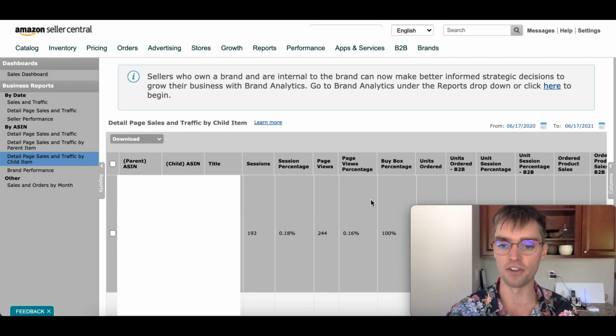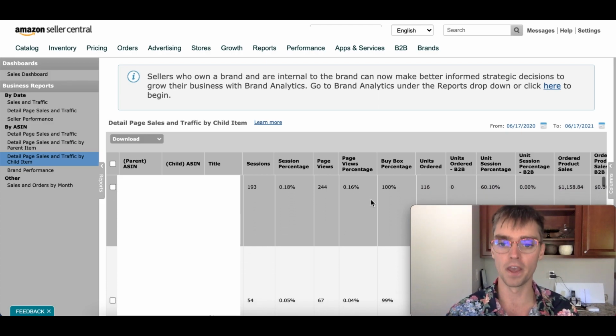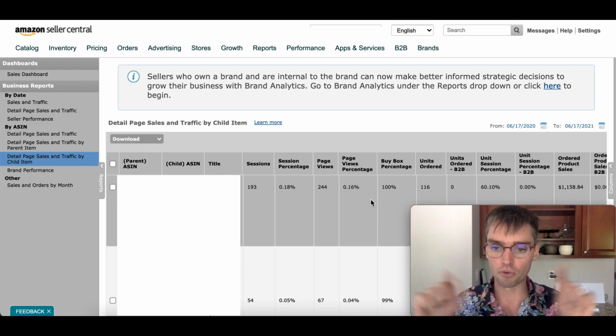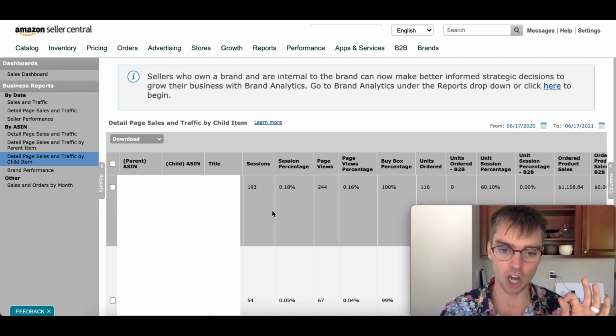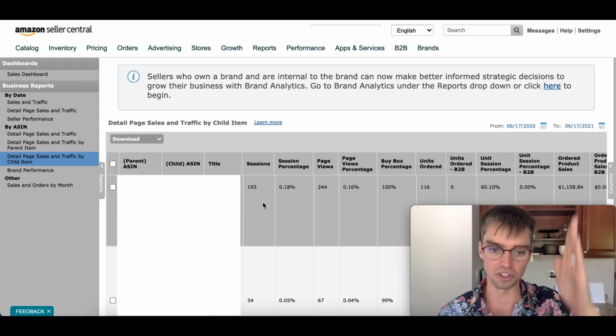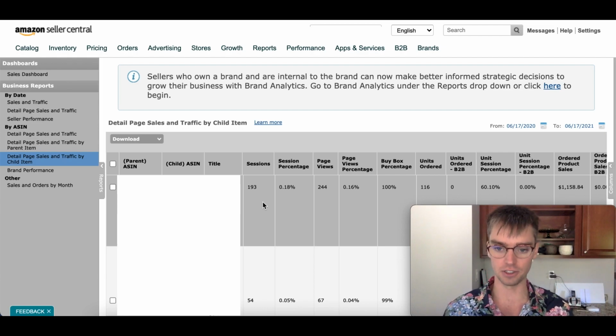Okay, and then there's something else I want to show you that's really important. For this top row example that you can see right above my head, in the unit session percentage column, we see 60%. Wow, that's actually very, very high. And I'm going to explain why in a second. But what you also want to take into account is the sessions column, okay? You see the sessions, we have 193 sessions, okay?